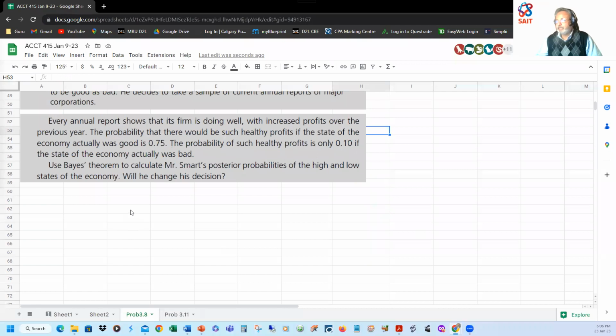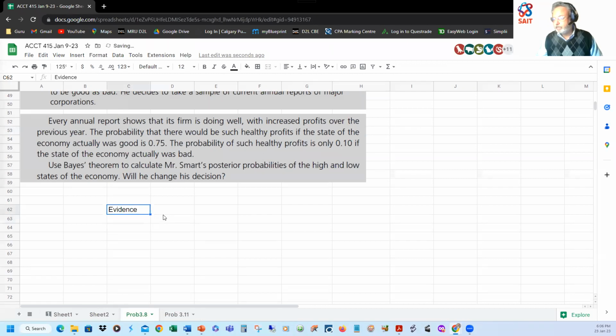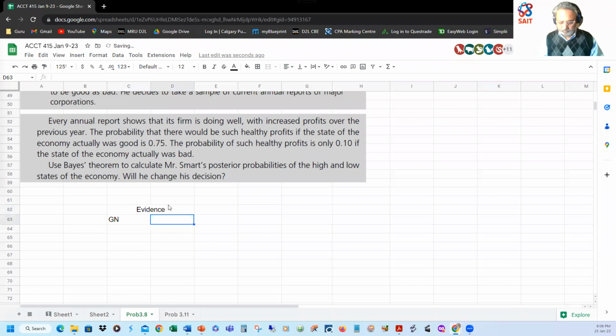So you're looking at evidence. So the evidence that we have is that the profits are high versus low, right? So evidence, financial statement evidence, is good news or bad news.